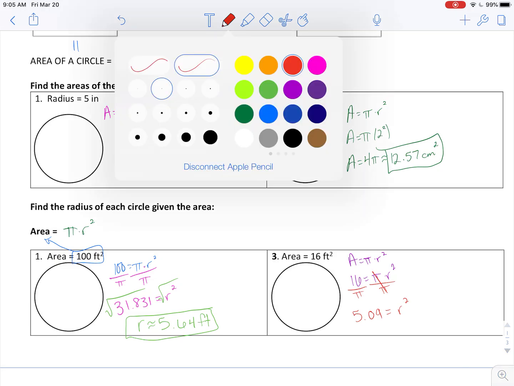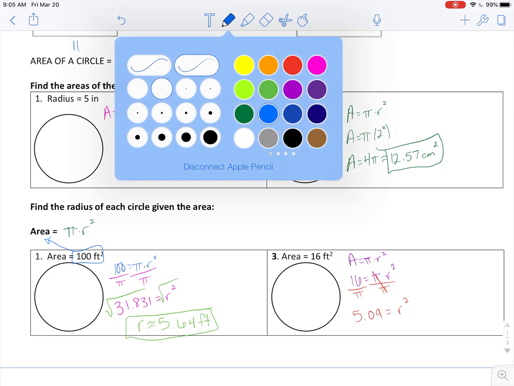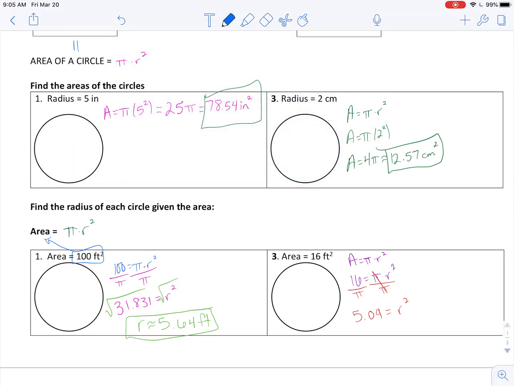And now I've got r squared, but I just want r. So what's the opposite of squaring a number? How do I get r by itself? Well, the opposite of squaring a number, as we saw earlier, is square rooting. So if I take the square root of that number, r is going to be approximately 2.26 feet.